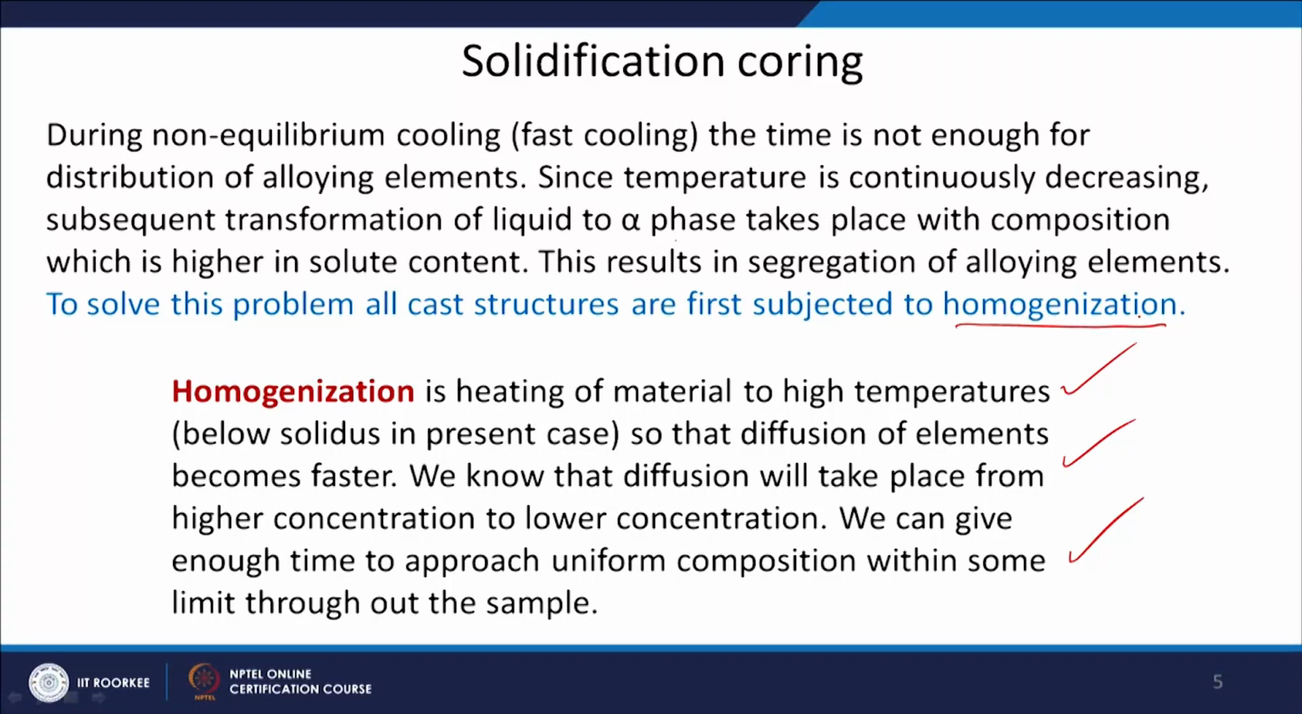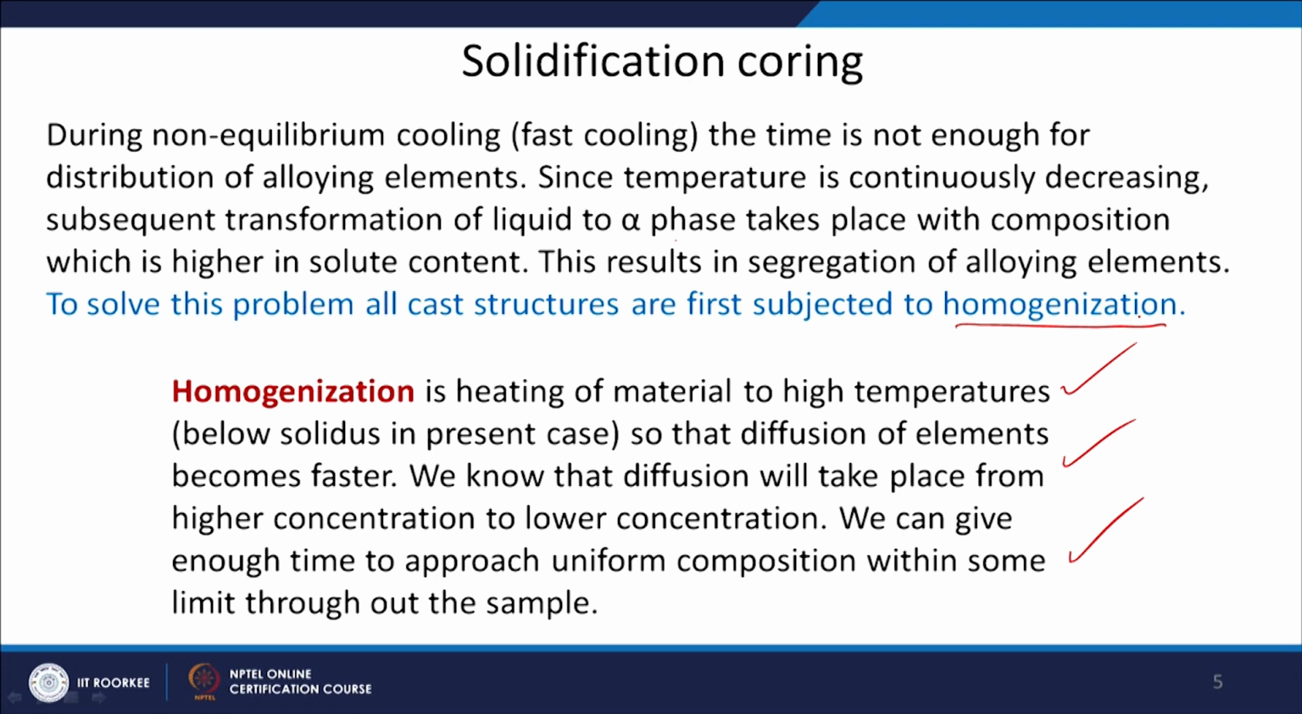Time of course is going to be a factor here for how much time we have to expose. Again in engineering practice, time is also important, because if I am heating a material for a certain time, it requires energy, and for that much time one particular piece of equipment will be occupied. So both time and temperature have to be played together to get an optimum time for homogenization. Homogenization is heating of material to high temperatures, of course below solidus in the present case, so that diffusion of elements becomes faster. We know that diffusion will take place from higher concentration to lower concentration. We can give enough time to approach uniform composition within some limit throughout the sample.